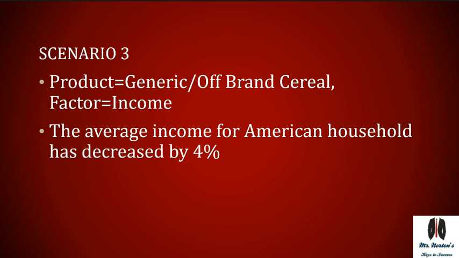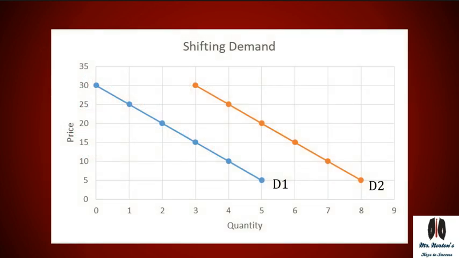Generic off-brand cereal again. We're going to keep income as the factor, and this time, instead of having an increase in income for the average American household, we're going to have a decrease. So basically, you're just sitting here. It should be pretty easy at this point for this particular one, because it's the opposite answer, and we're going to have an increase in demand because it's that inferior good. We're going to have an increase in demand for it because we don't have as much money as we used to, but we still like cereal. So I got to get that 50-pound bag that's on the bottom shelf of fruit rings.